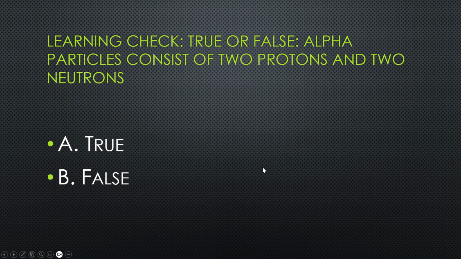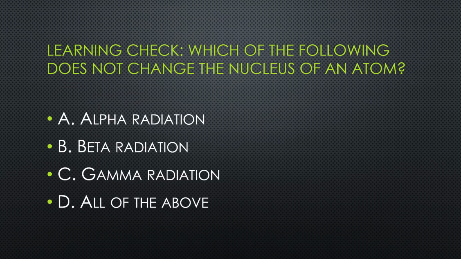Okay? All right. Here's a couple learning checks. Let's see how well you learned these, okay? True or false? Alpha particles consist of 2 protons and 2 neutrons. So, really quick, think about, is it true or false? And then, which of the following does not change the nucleus of an atom? Alpha radiation, beta radiation, gamma radiation, or all of the above. So, really quick, write those on your paper, and then I'm going to go over those answers.